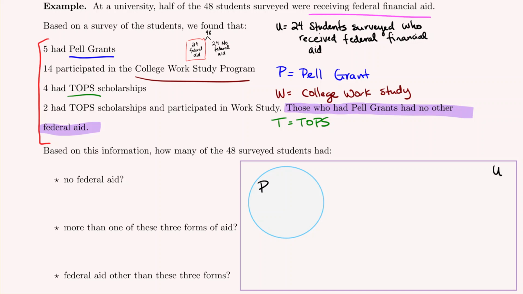Now we know that the work study and TOPS students had overlap because 2 students had both work study and TOPS. So those 2 circles should overlap some. So I can draw these anywhere so long as they overlap. So let's let this be our work study, this be our TOPS.